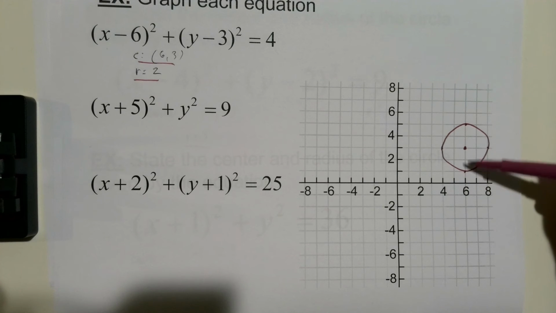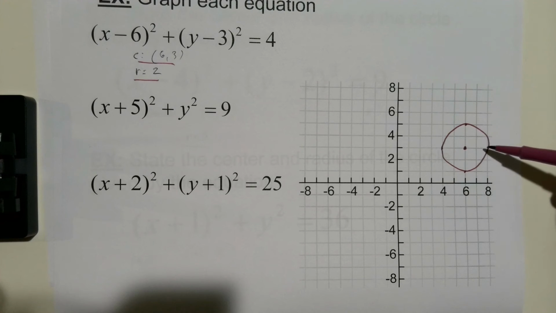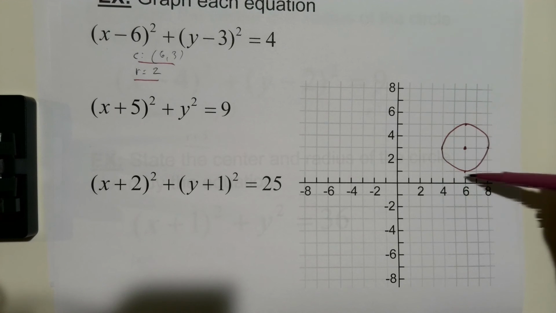So make sure you just go ahead and find the center, graph 4 points, left, right, up, down, connect them in some kind of circular way. That's going to be your graph. That's all you need to do.